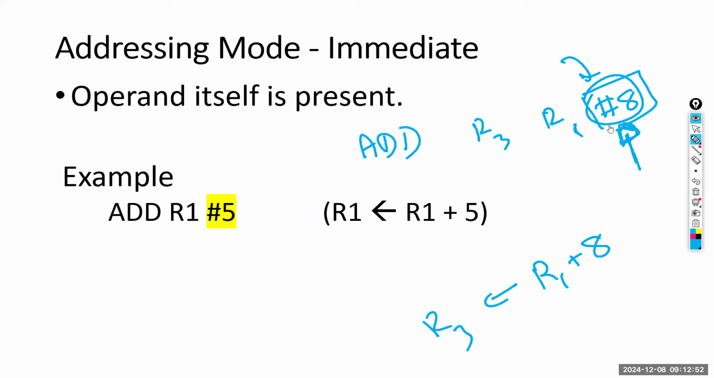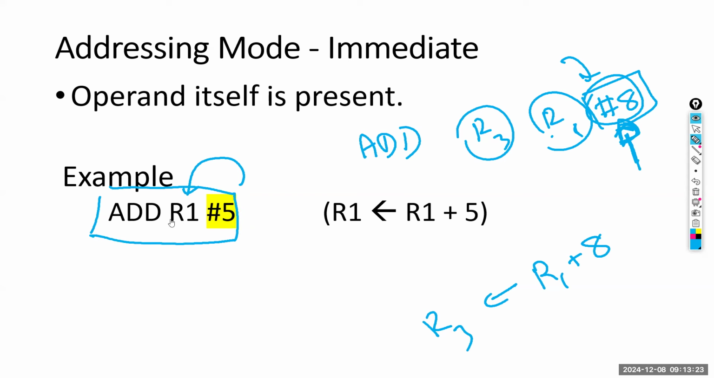So the addressing mode can vary for different formats, different operands. These operands we are not using immediate, but for the third operand, we use immediate. So this is: add the value in register 1 to 5 and take the new value back to register 1.